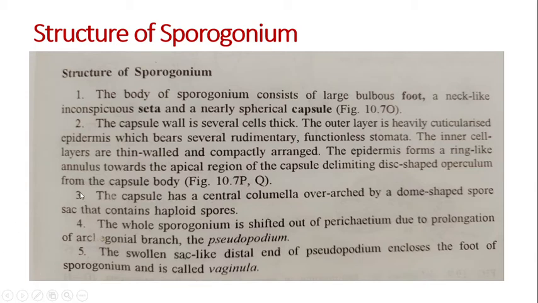So this is the third point which I have discussed, that capsule shows the presence of a central columella. As I told you, that columella is the sterile region, and over this columella there is a presence of dome shaped structure which is known as the spore sac, and inside the spore sac these spores are present. So the whole sporogonium is shifted out of the pericytium due to prolongation of archegonial branch, the pseudopodium.